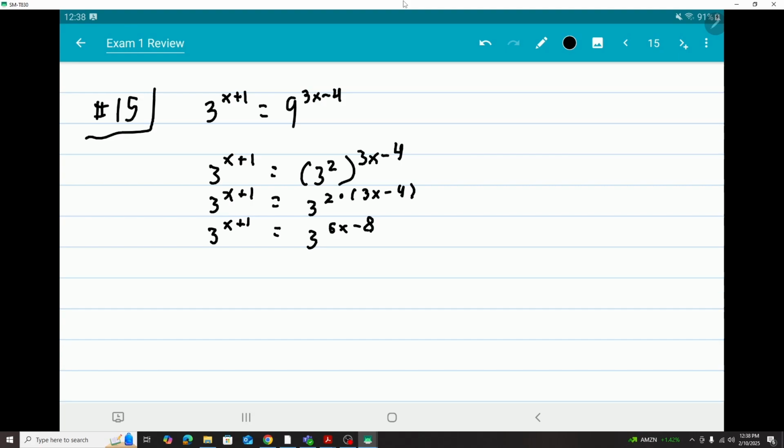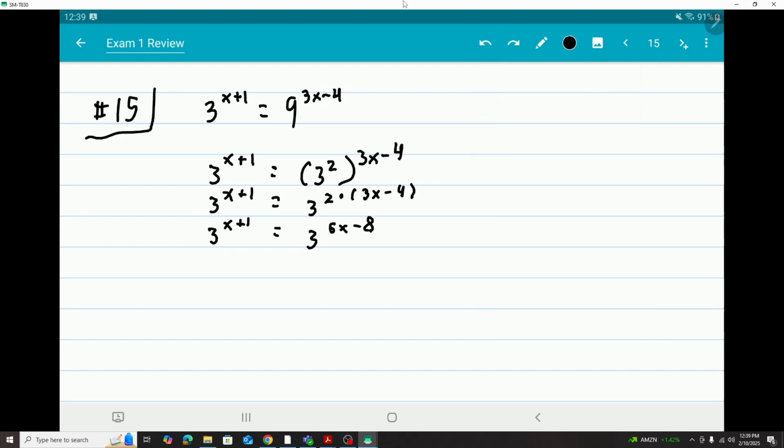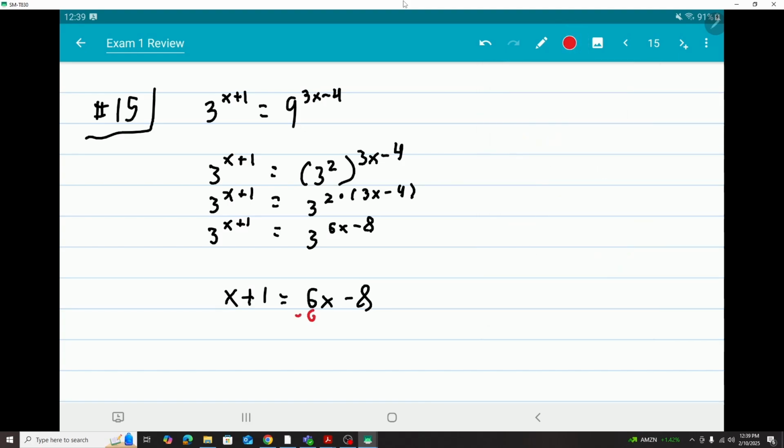And now I'm sitting here, I'm looking at this equation, and we can now use the fact that if my bases are the same on an exponential equation, then I can just say the two powers are equal. So 3 to the left power equals 3 to the right power means the left power, x plus 1, has to be equal to the right power, 6x minus 8.